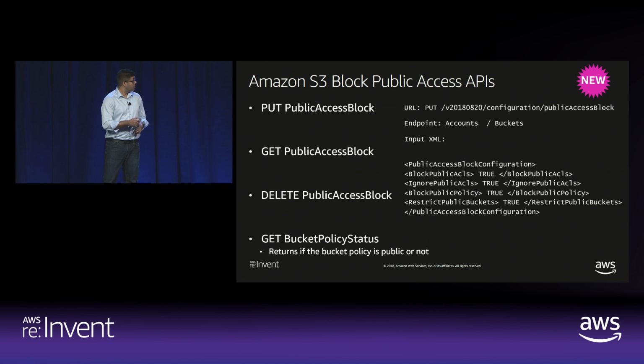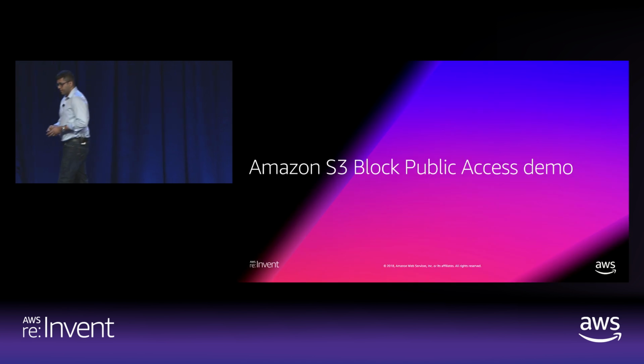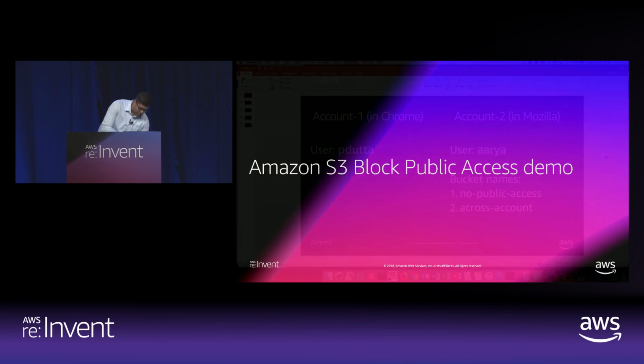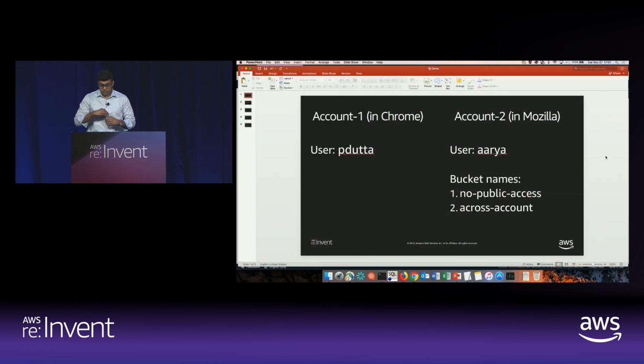So let's go to the demo. Now, in this demo, I have account 1, which is pdata, as the user, and I'm going to use pdata in Chrome and the CLI. And account 2, the user is Arya, and two bucket names that we are going to deal with are no public access and a cross account.